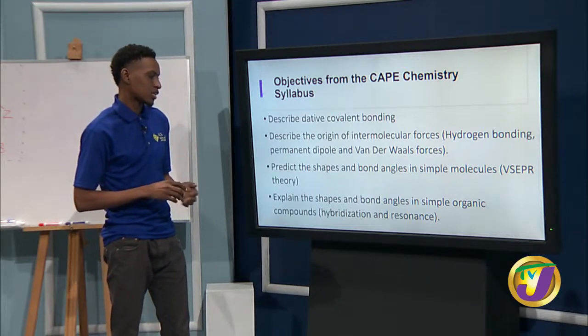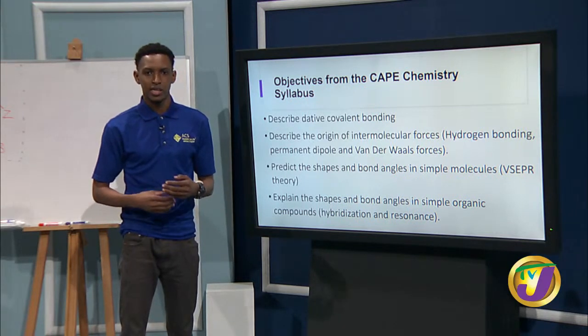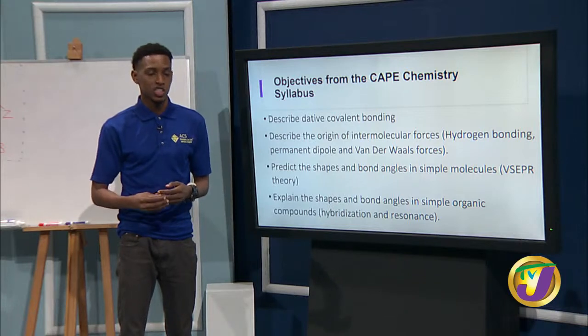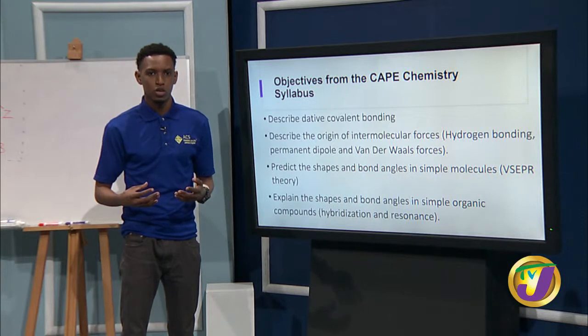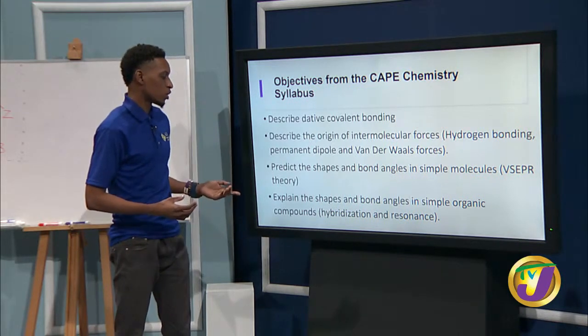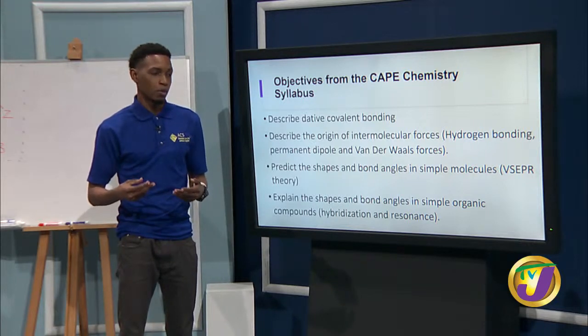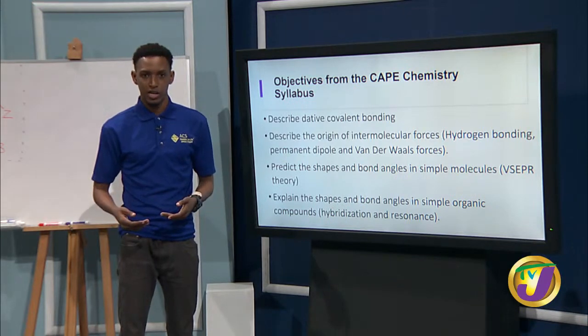So, last week, we looked at VSEPR, but we didn't get to finish this concept. So, the objectives for today are to finish VSEPR and predict the shapes and bond angles in simple molecules, and we also hope to explain the shapes and bond angles in simple organic molecules and make reference to hybridization and resonance.